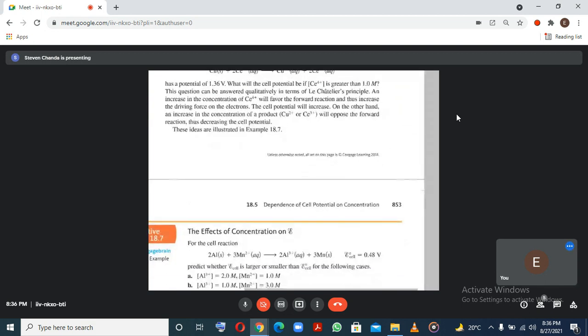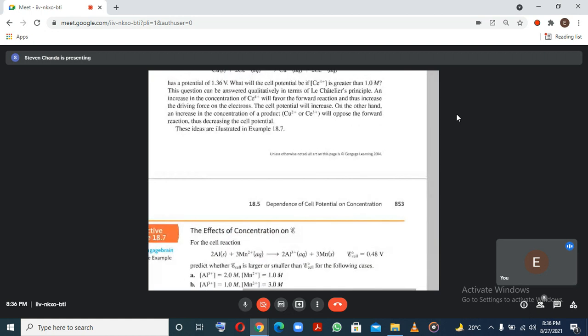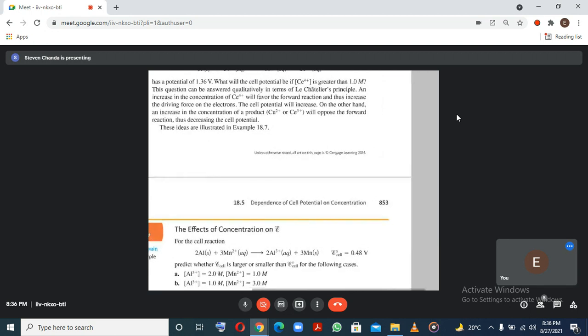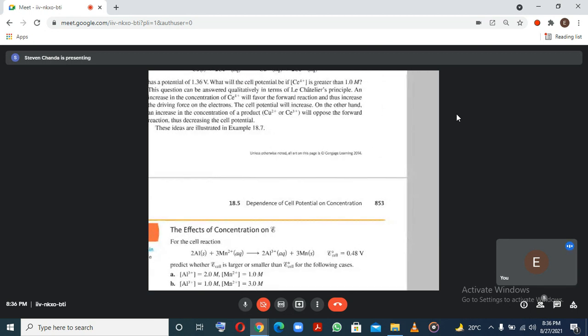Okay, great. Let's just digest these examples together. Can someone tell me what will happen in the first case? Remember, for standard cells, all the concentrations are 1. So anything above 1, they've increased it. Anything that is 1, they've not changed it. Anything below 1 molarity, they've decreased it.